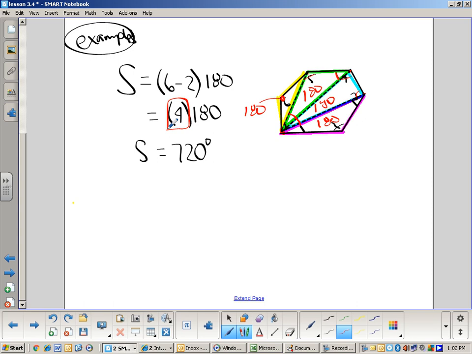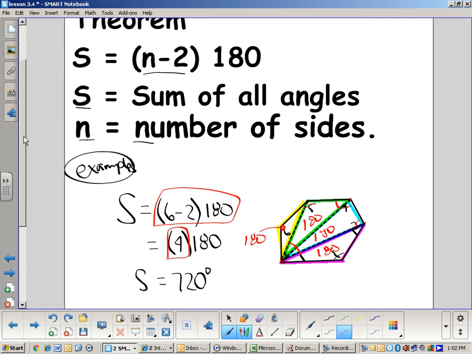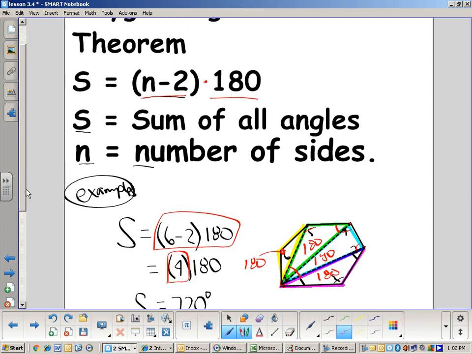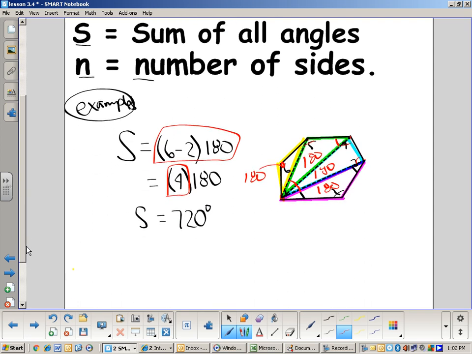That's where this formula comes from. 2 less than the number of sides. N minus 2 times 180 will always give us the sum of the interior angles. Always. Doesn't matter what the shape is. This works for all convex polygons. Okay?